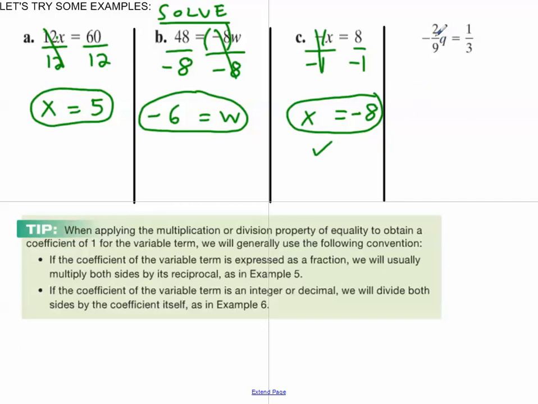Now, this one gives us a little bit of a conundrum. We've got two different options for this one. If I've got negative 2/9 times q equals 1/3, I want just q by itself, because I'm solving. Solving means putting q, or the variable, on one side and the number on the other side. So if I've got negative 2/9 times q, I can do one of two things. Because I've got multiplication, I can divide by negative 2/9. And if I'm dividing by negative 2/9 on the left, I divide by negative 2/9 on the right.